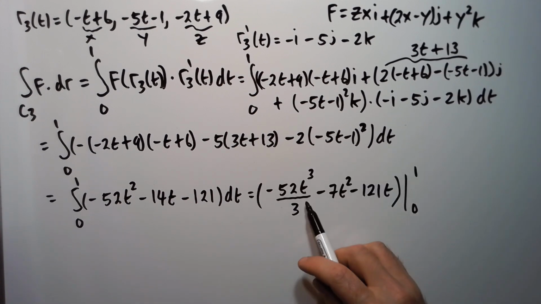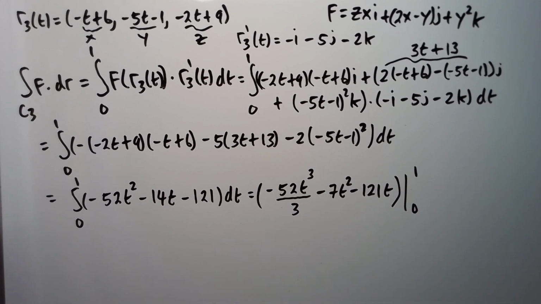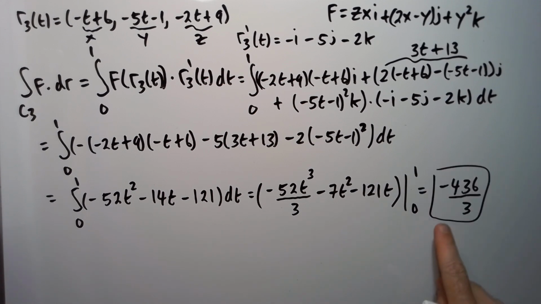So then you're going to put 1 in place of t. So doing that, after you work it out and simplify it a bit, you get negative 436 over 3. Okay, so we've done C3 now, so we've got one more to do, C4, so let's do that now.